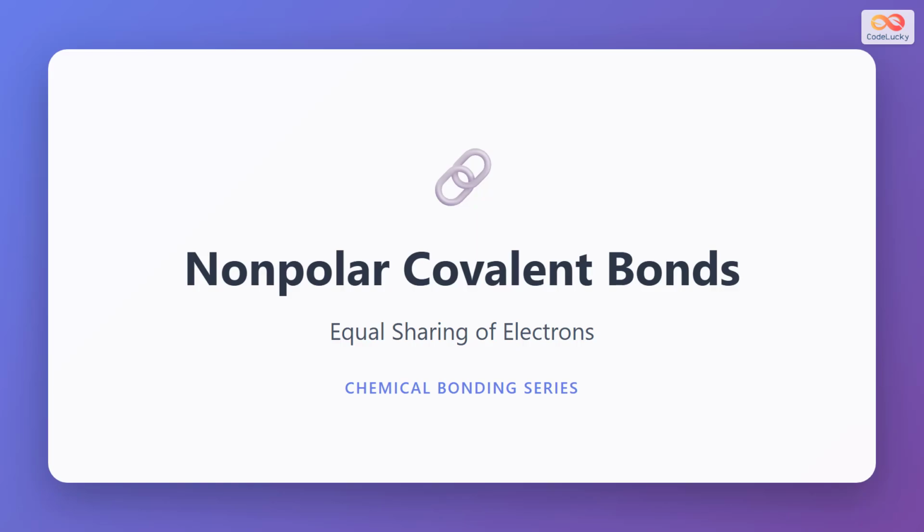Welcome to this lesson on nonpolar covalent bonds, a fundamental concept in chemical bonding. In this video, we'll explore what happens when electrons are shared equally between atoms. Nonpolar covalent bonds represent one of the purest forms of electron sharing in chemistry, and understanding them is essential for grasping molecular behavior and properties.